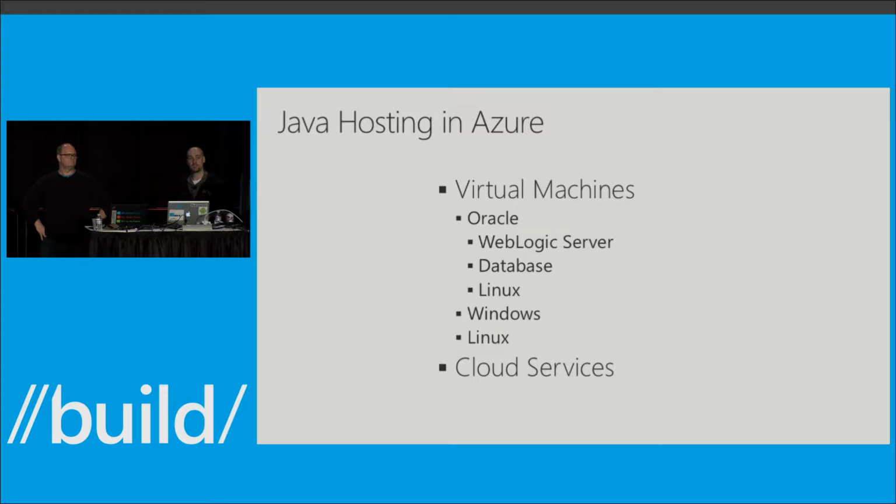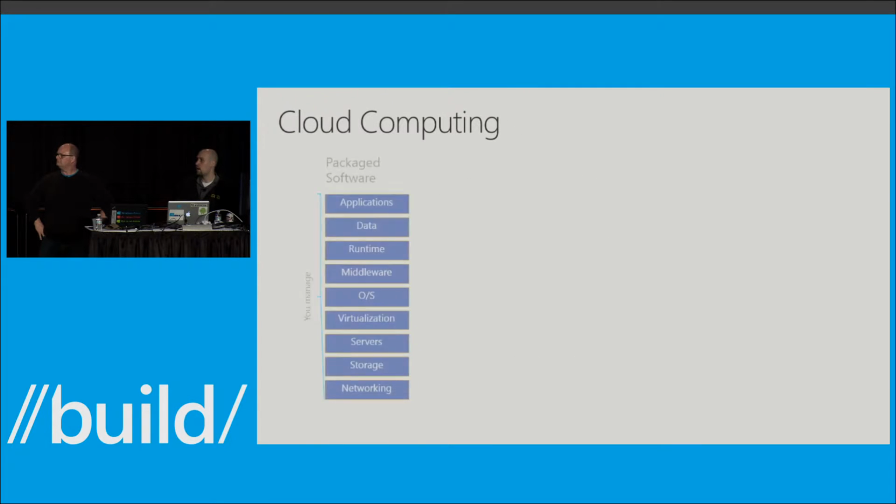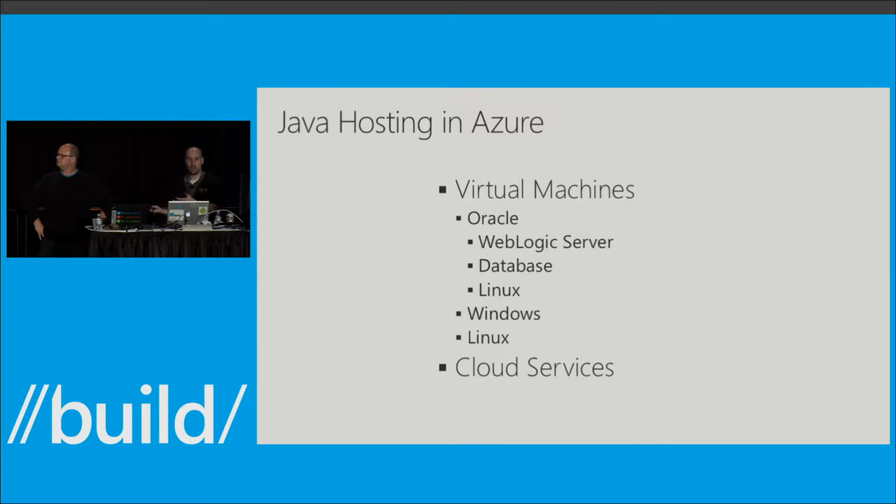Now, as far as virtual machines go, there's a lot of different options. We've got a partnership with Oracle, which I'm going to talk more about, but included in that, we've got actual virtual machines for Oracle WebLogic, Oracle Database, and Oracle Linux. And then we've also got Windows and Linux, where you could set up your own Java instances however you want. So if you're used to having JBoss running at home, it's relatively easy to put the same JBoss on either a Linux or a Windows server inside Microsoft Azure. And then, like I said, cloud services, which is something we'll talk more about as we go on.